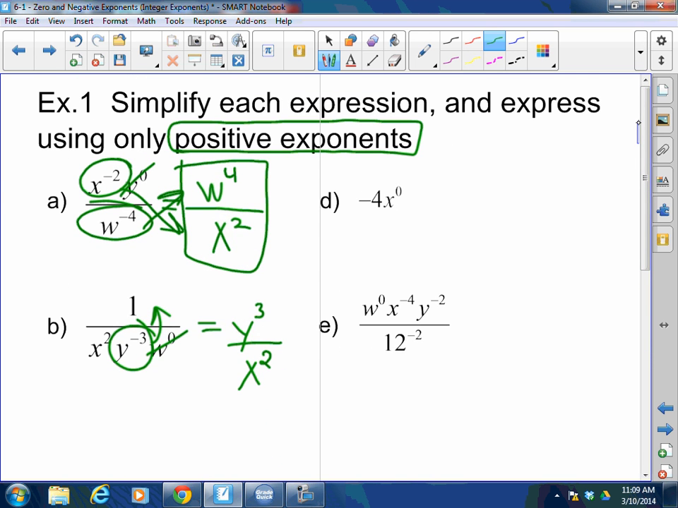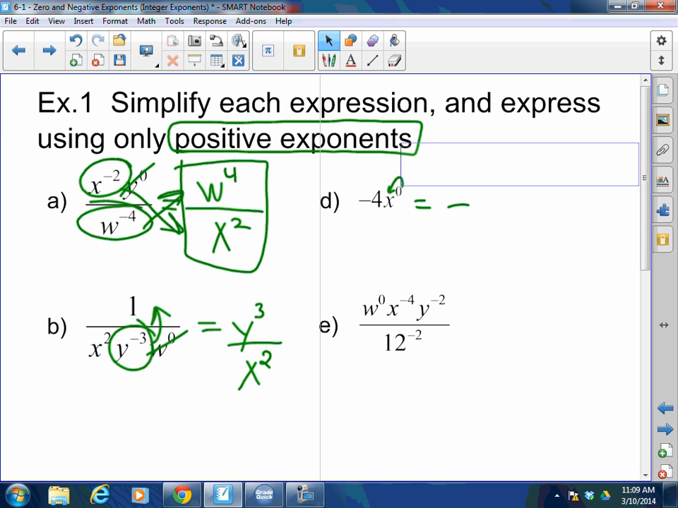Negative 4x to the 0. What is the 0 affecting? The x and only the x. So what would this answer be? Negative what? Okay, we're having an argument here. Negative 1, some people say. Negative 4, another person says. What do you think? It's negative 4. I don't know why you would say 1.